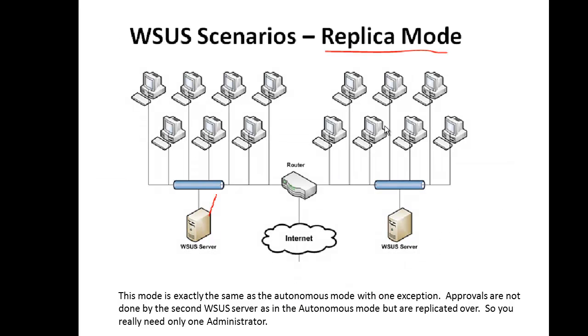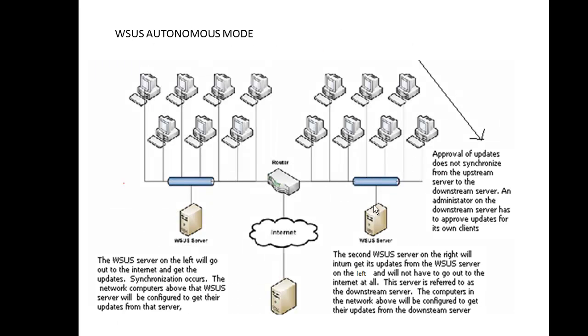The network on the right-hand side, the second network, will not go out to the WSUS server to get updates. As you can see, the two networks are connected. The server on the second network will get its updates from the server on the first network. The server on the left is referred to as the downstream server, and the server on the right-hand side is referred to as the upstream server.